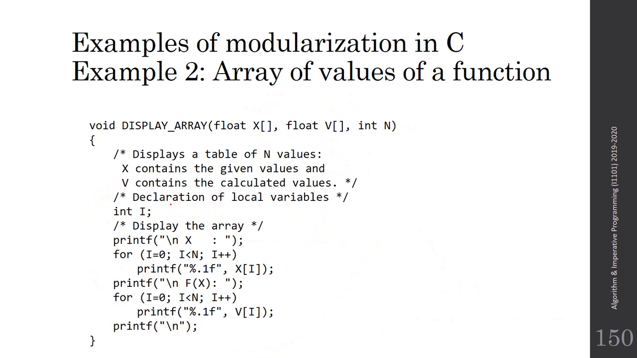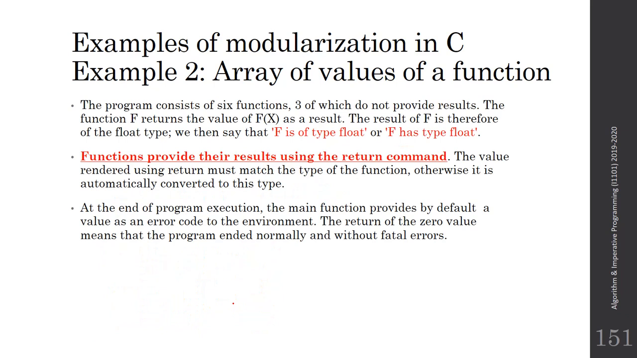For the display, I'm having two input arrays with the n. I'm just looping from i equals 0 to n, and I'm displaying the first time x of i and the second time v of i. So as you have seen, we have 6 functions, of which 3 do not provide any result.